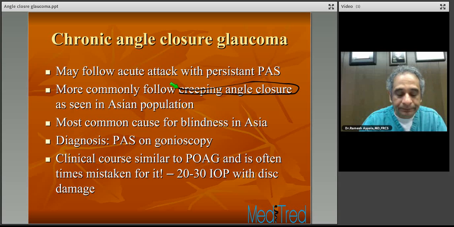Remember, it's the most common cause of blindness in certain countries such as China and India.